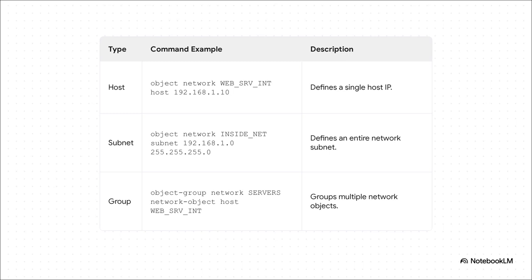And this is what it looks like in the command line. You can see we can create an object network for a single host, like one web server. Or we can create one for an entire subnet, our whole inside network. Then the magic happens. We create an object group, give it a name like servers, and just start adding those individual objects we already made. It's that simple. And trust me, when your network grows, you will thank yourself for doing this.